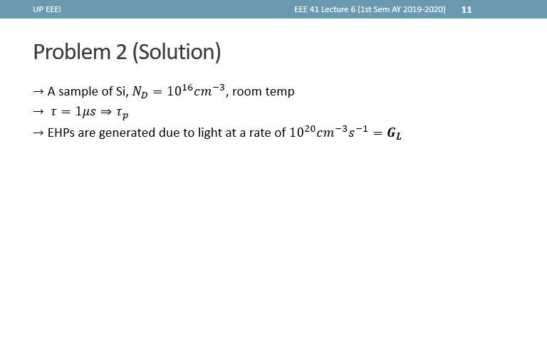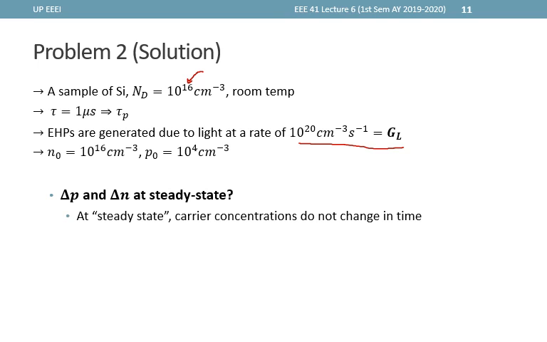And now we'll just use a variable GL to denote this generation due to light. So GL is equal to 10 to the 20 per cubic centimeter per second. We also write here the values we solved so far. So N naught is approximately Nd, and P naught is around 10 to the 4. So for the second question, what are the values of delta P and delta N at steady state?